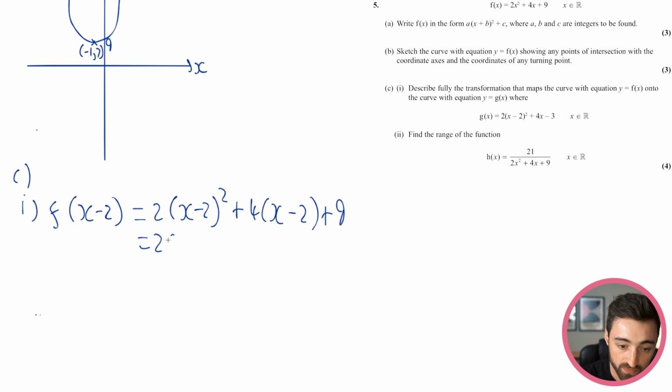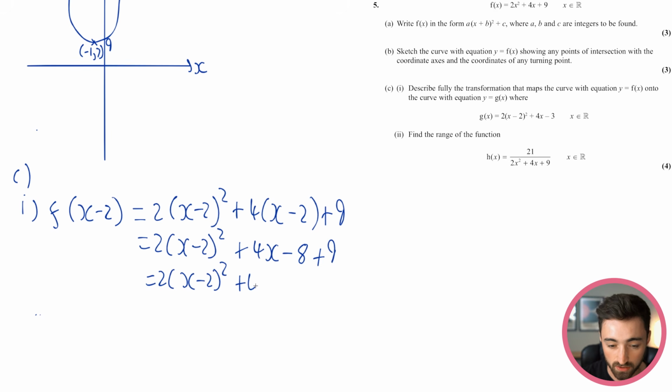So we've got 2 times (x minus 2) squared. Cool, happy with that. Plus 4x minus 8 plus 9. Right, let's simplify and then collect our thoughts. So this is going to be plus 1. It's not yet g of x, is it? Well, that's not the worst thing in the world, because we're allowed to change this and add things, take away things, right?